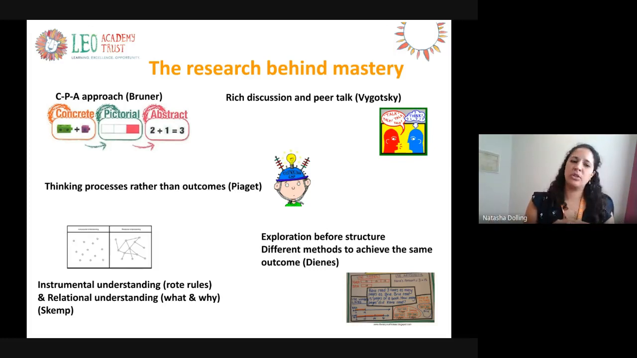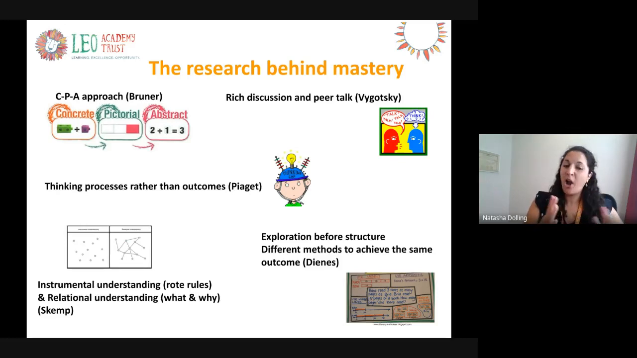So somebody called Skemp talked a lot about instrumental understanding. So you can think of that like rote rules, and relational understanding. That's understanding what and why. Now, mastery teaching very much focuses on what and why. Of course, you need to have your rote rules. You need to know your times tables. There's no debate around that. But where previously maybe traditional teaching would have left it there, a huge feature of mastery teaching is understanding why, being able to explain, spotting when a problem has gone wrong, and then running with different patterns and conjectures. And then Dienes, I am sure you've heard of Dienes. Somebody called Zoltan Dienes was a huge advocate for exploration before structure.